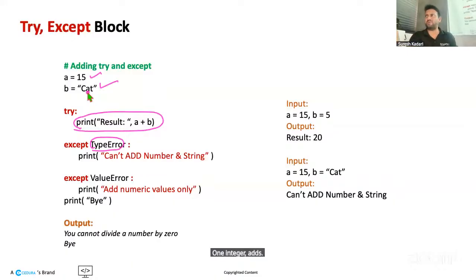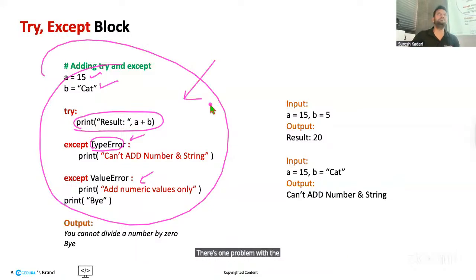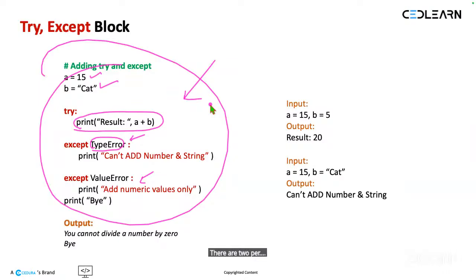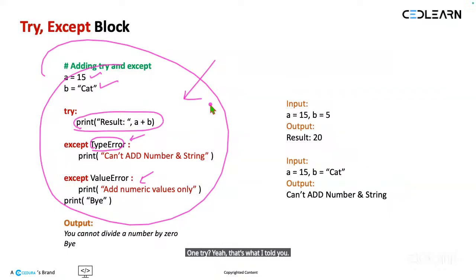So what type of error are you expecting? You're expecting a TypeError and also a ValueError. Both you can expect. Okay. So that's why you can write except TypeError, except ValueError. What is the problem with this code? There's only one try, two excepts. One try. Yeah, that's what I told you. There can be multiple errors.